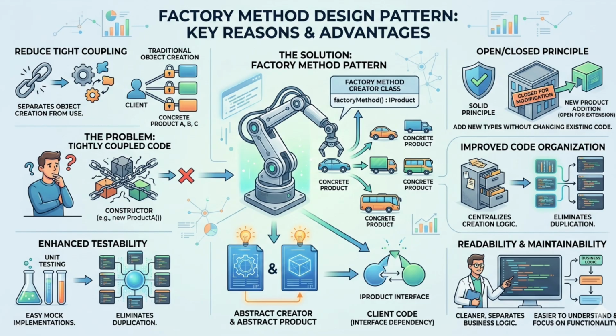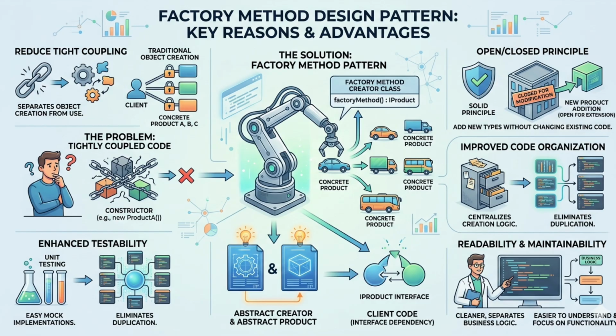Another important reason for using this pattern is to support the open/closed principle. As software systems evolve, new requirements often emerge, such as supporting additional object types. With the factory method, developers can introduce new classes without modifying existing code, making the system more adaptable and less prone to errors. The pattern also improves code organization by centralizing object creation logic. This eliminates duplication and ensures consistency across the application.